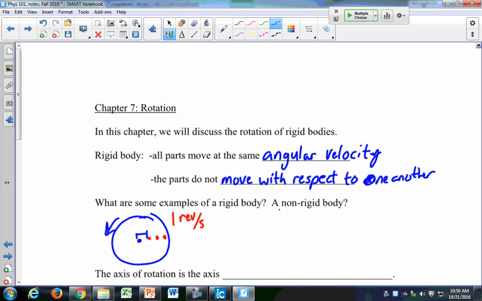Non-rigid body, I mentioned this, but a non-rigid body would include something that is a fluid. Fluid is anything that flows. We'll get into that in Chapter 9. Non-rigid body, let's say water or a gas, can rotate, but it does not have the same angular velocity necessarily. And then also points can move with respect to one another.